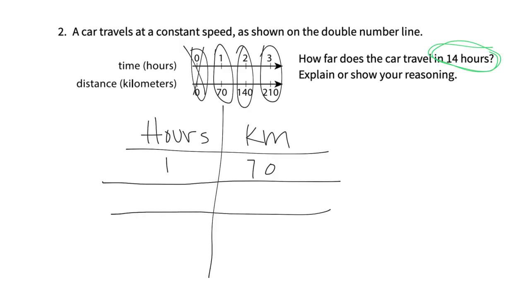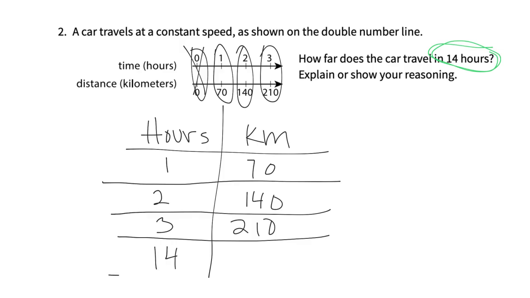Heck, we could put them all. 2 and 140. And we could put 3, 210. All right. So there's our 3 ratios. Now, keeping in mind, we need to figure out how far does the car travel in 14 hours. So really, we want to know 14 hours right there. How far will it travel? Right here is our question. So which numbers multiply nicely to give us 14?